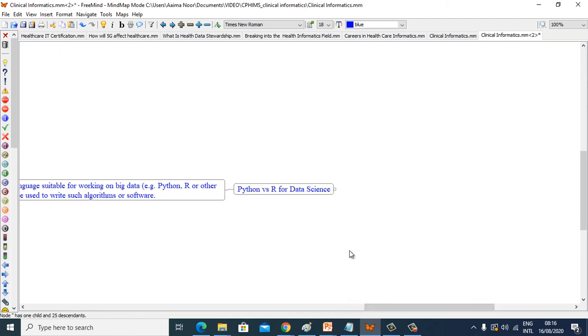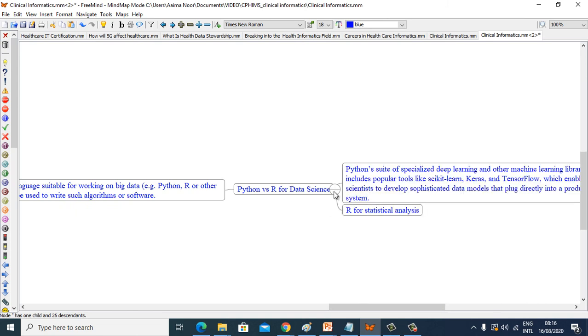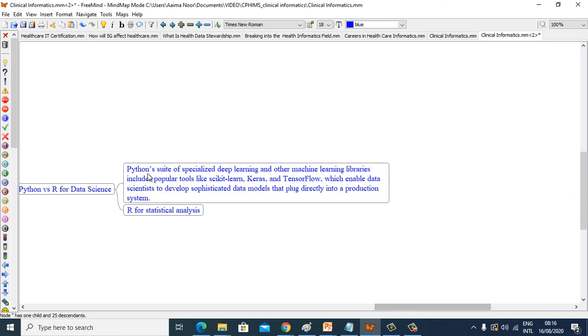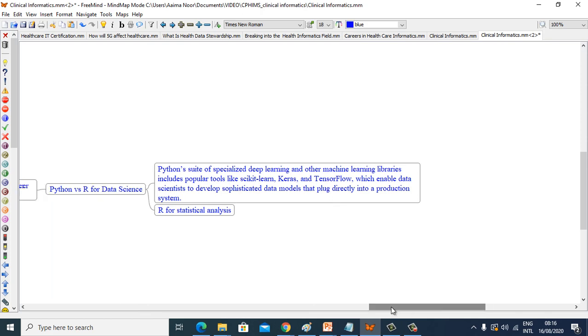Now see Python versus R for data science. Python's suite of specialized deep learning and other machine learning libraries includes popular tools like scikit-learn, Keras, and TensorFlow, which enable data scientists to develop sophisticated data models that plug directly into production systems or for statistical analysis.